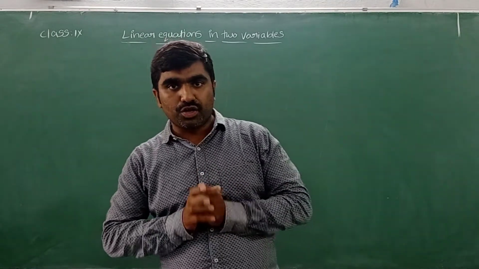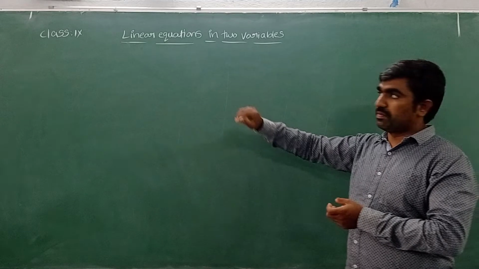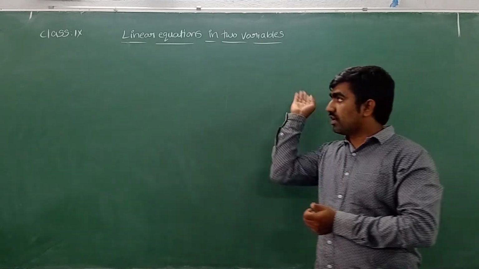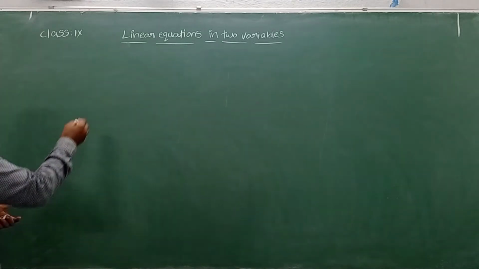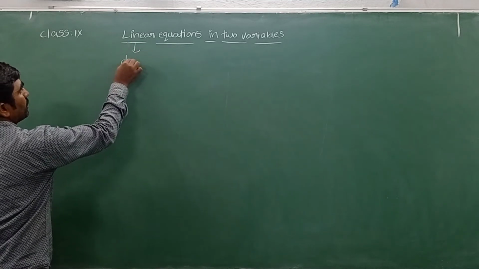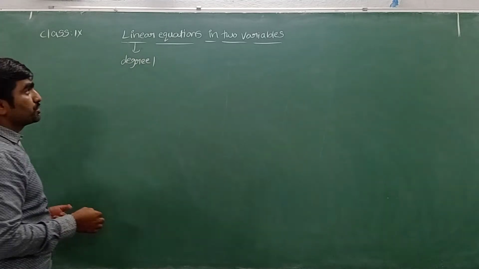Today I am going to start a new chapter, which is linear equations in two variables. Now let's see what is the meaning of this title name first. What is the meaning of linear? Linear is nothing but degree 1. I mean the highest power is 1.